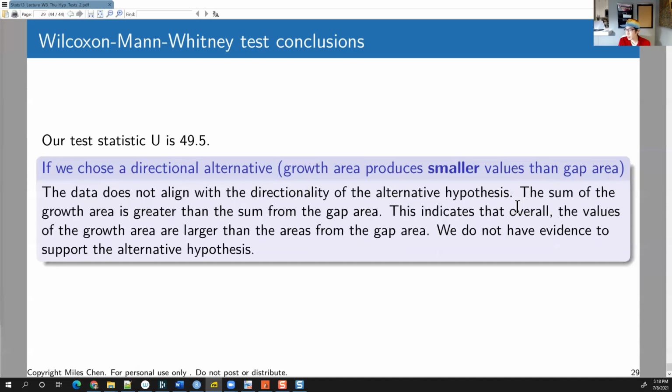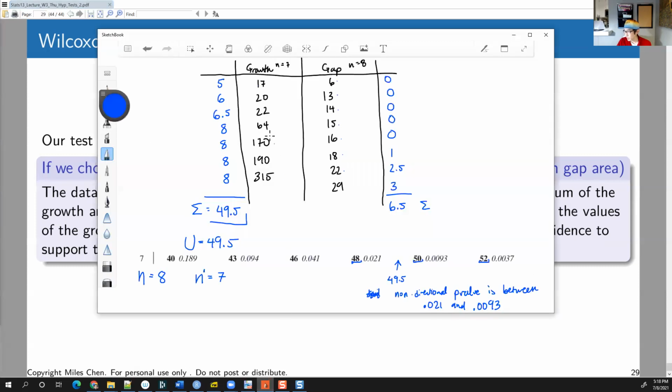Okay, and then the last possibility is you have the wrong directional alternative. It's possible that someone says, I want to test the null hypothesis that the two areas produce similar values against the alternative that the growth area actually produces smaller values than the gap area. If you look at the data, it does not align with this direction, because you look at the sum from the growth area, basically how many values are smaller in the other column. This is bigger than the other value, right? 49.5 is a bigger value than 6.5.